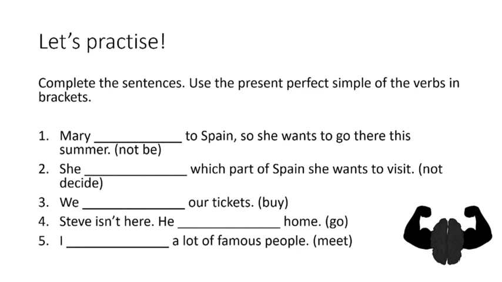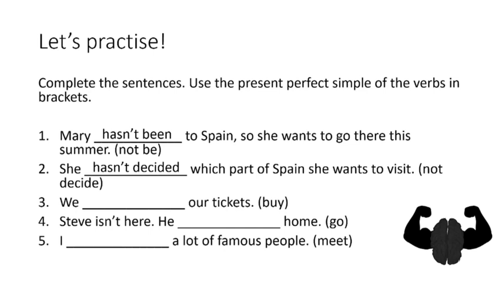Okay, have you finished? Let's check. Mary not be to Spain, so she wants to go there this summer. Mary is she, third person singular, so here we need has, right? Actually, we need the negative of has. Mary hasn't been to Spain, so she wants to go there this summer. Okay, let's see. She not decide which part of Spain she wants to visit. Right, she hasn't decided which part of Spain she wants to visit.